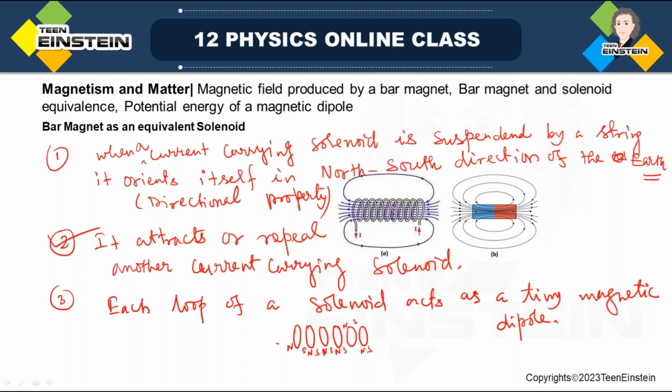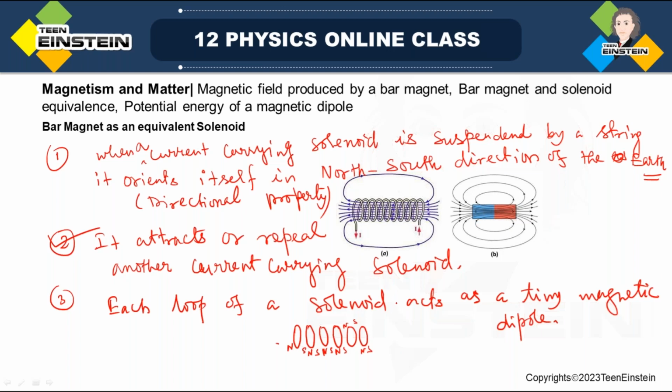And one interesting point here: in the case of a solenoid, since each turn acts as a bar magnet, if you send some current, the length of the solenoid sometimes reduces. Why is it so? Because each loop will act as a tiny dipole, so they will attract each other. These loops will attract each other and contract the length.